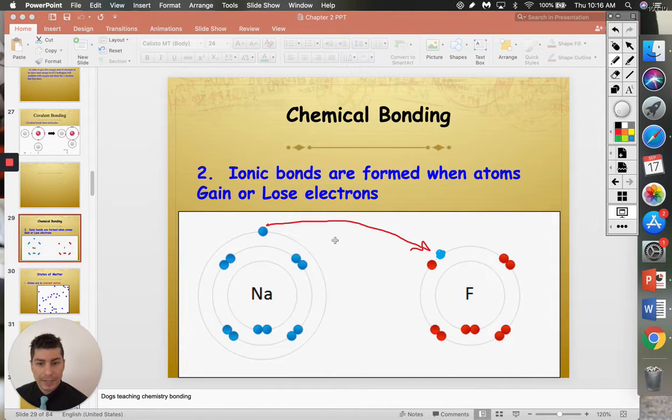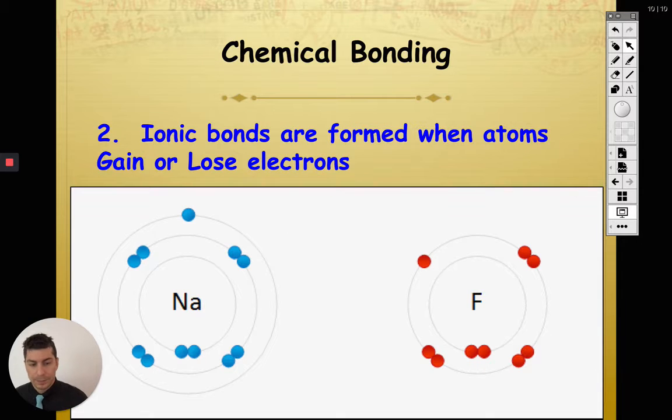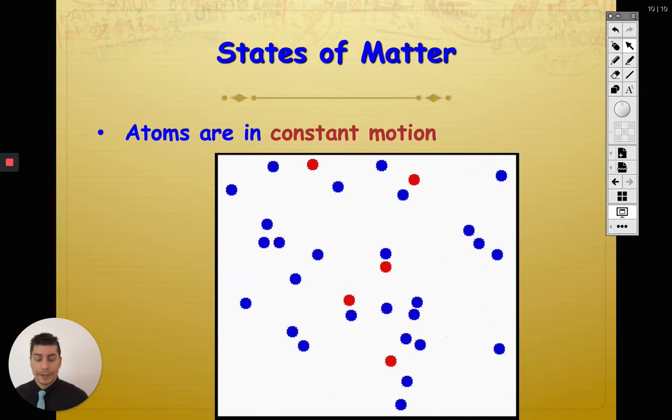The bond, guys, is in this, I guess we can say swap. In sodium giving fluorine the electron, fluorine becomes bonded to sodium, okay? All right. So that's an ionic bond, a little bit different than a covalent bond. Again, this one is gaining and losing electrons, whereas covalent is sharing electrons. Okay, so we're going to go back.